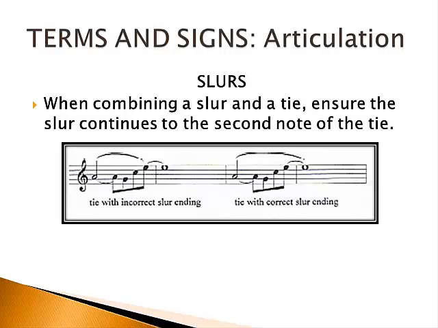When you're combining a slur and a tie, make sure that the slur continues to the second note of the tie. So you can see in the first example, it's incorrect because the slur is ending with the first tied note. The second example is correct because the slur is going directly right through to the end of the tied note.